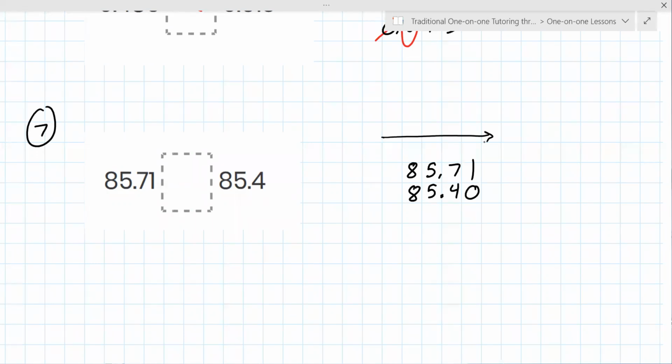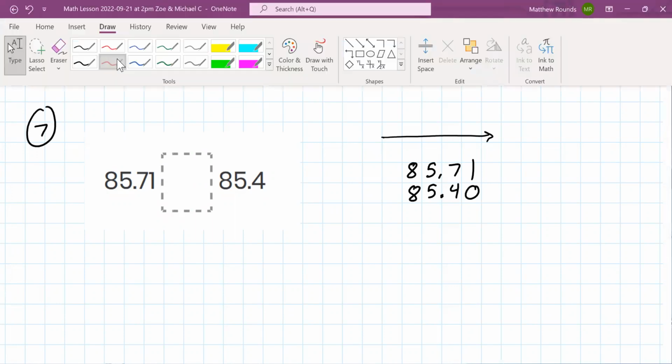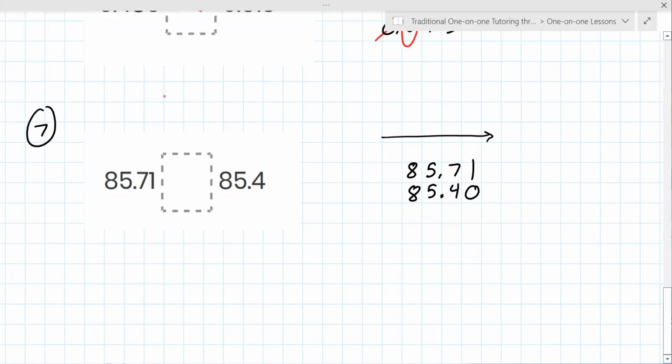Do you have an answer for me, Zoe? Sorry, if it's not clear, if I'm not talking, it's usually because I'm asking you to do something. I'm asking you to look at 8 and 8, they're the same. 5 and 5, they're the same. But 7 and 4, they are not the same.